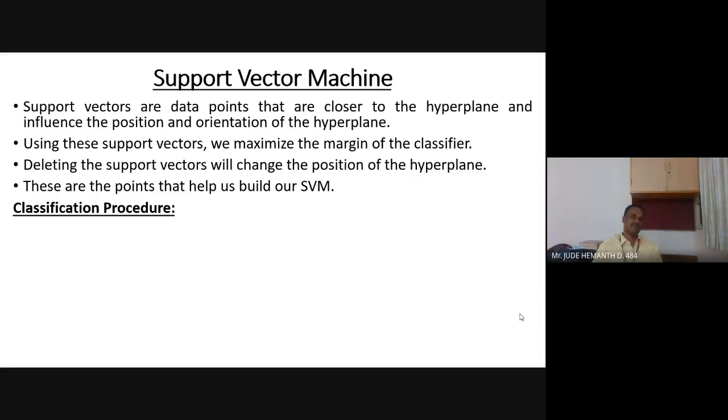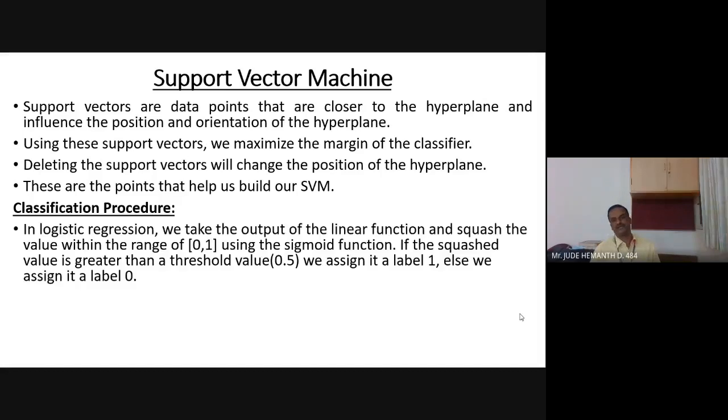Now, this is the basic concept of SVM. Using this concept, how are we going to make use of SVM for the classification procedure? In logistic regression, as we saw in the previous session, we first go for a linear regression. You get a predicted output, and then we pass it through a function called a sigmoidal function, whose range is between 0 and 1. If it crosses 0.5 as a threshold value, we put it in one class, and otherwise in another class. This is called logistic regression, which is used for classification applications.